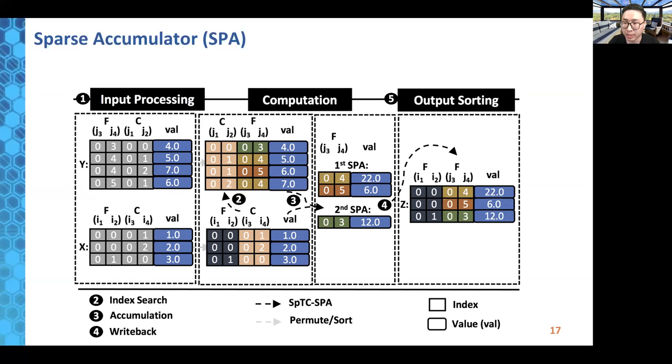Combined with the accumulation stage, these two stages address the challenge of an unknown size and non-zero pattern of the output tensor. The last stage is output sorting, which is optional.